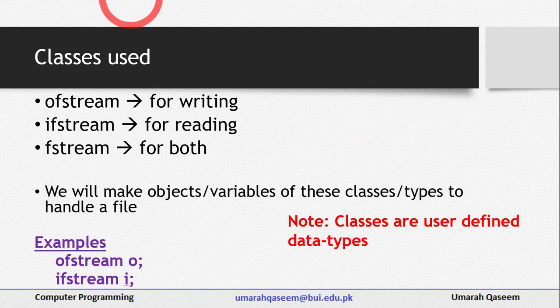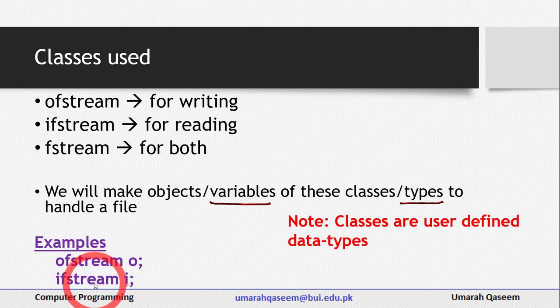Also, what we will do is actually we will make variables of these custom data types, or you can say we will make objects of these classes to handle a file. And what do I mean by all of this? I just mean that we will be declaring a variable of this data type ofstream, or of this class ofstream. So this is what we will be doing. We will make two variables, one of the data type ofstream and another of the data type ifstream.